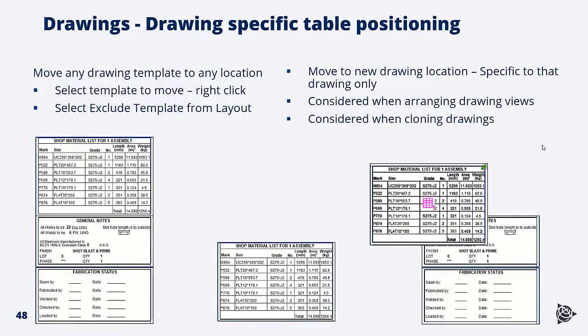Drawing-specific table positioning. This new functionality allows you to move any drawing template, such as a list or a call-out, to any other location on the drawing. Quite simply, select the template you'd like to move, right-click on it, select the option Exclude Template from Layout, and move it to another location.